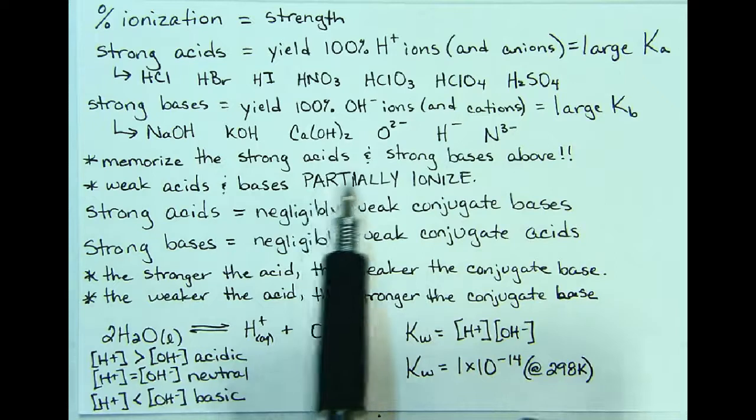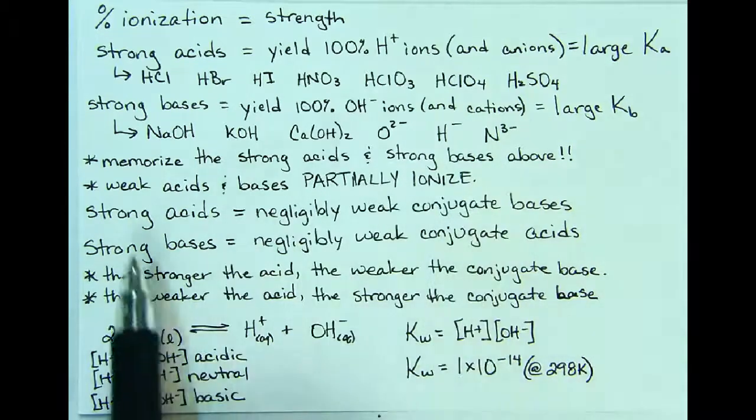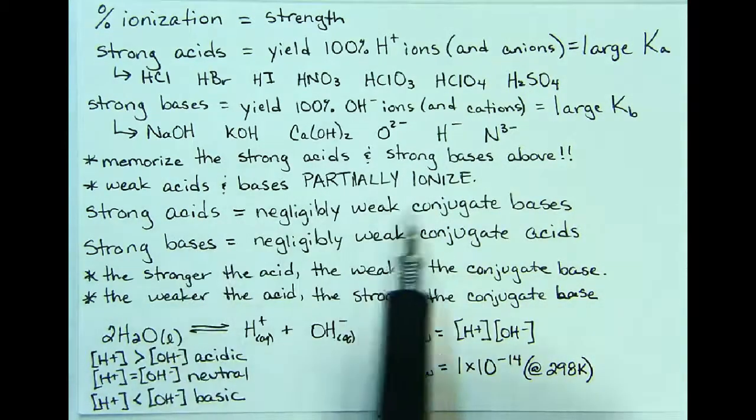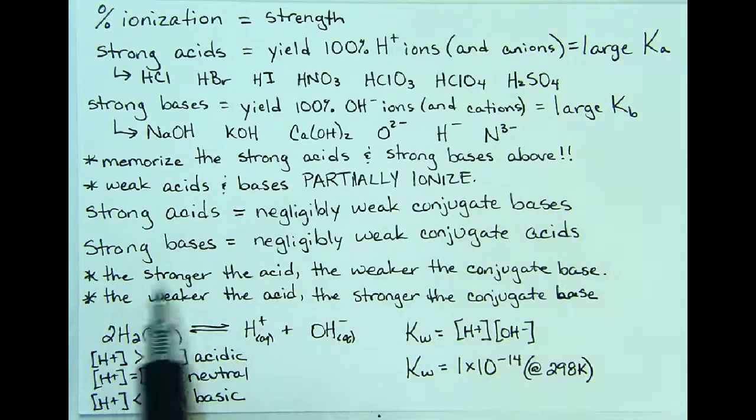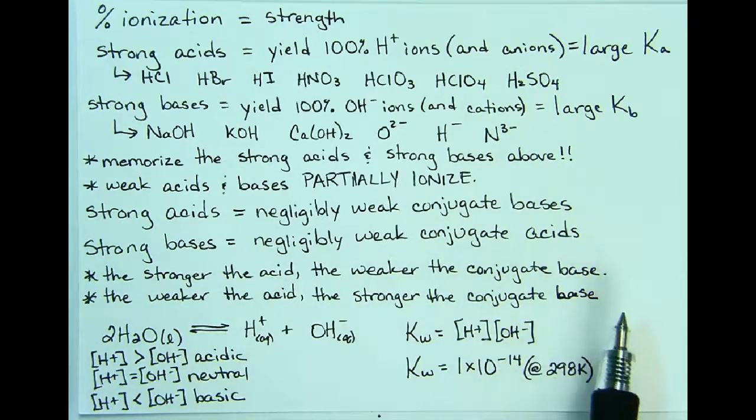Weak acids and bases will partially ionize. Strong acids have a negligibly weak conjugate base. Strong bases have a negligibly weak conjugate acid. The stronger the acid, the weaker the conjugate base, and the weaker the acid, the stronger the conjugate base.